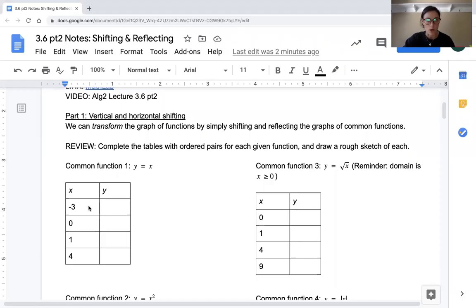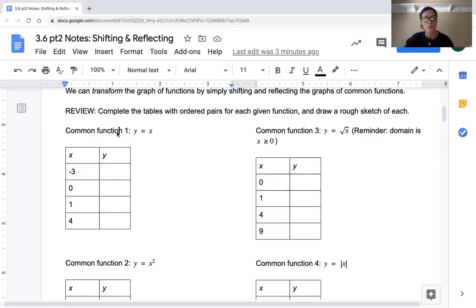So, part 1, vertical and horizontal shifting. We can transform the graphs of functions by simply shifting and reflecting the graphs of common functions. So as a fun little review right now, you are going to go ahead and complete the tables with ordered pairs for each given function and draw a rough sketch of each. So common function 1, y equals x. So basically what I want you to do right now is pause the video and then go ahead and graph these basic functions. And they should be familiar to you.